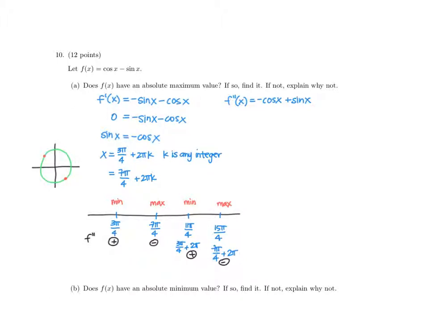Note that when we talk about absolute maximum values, we're asking what is that value? So we know what happens at 7 pi over 4. We want to know what is the function value at 7 pi over 4.